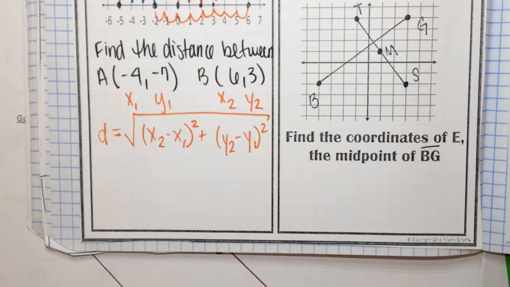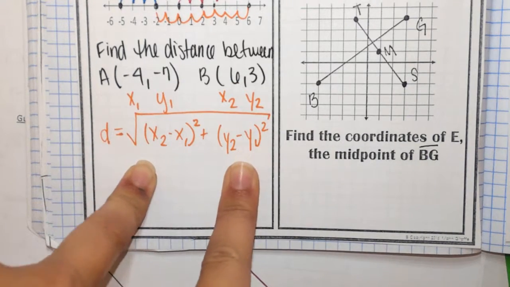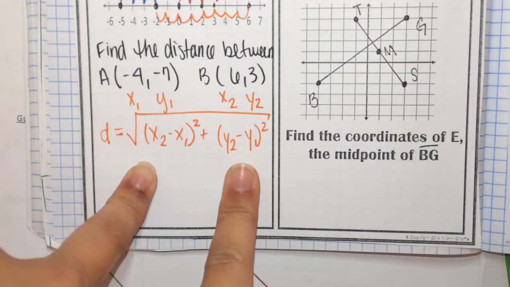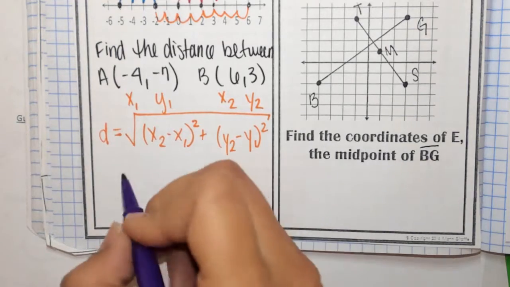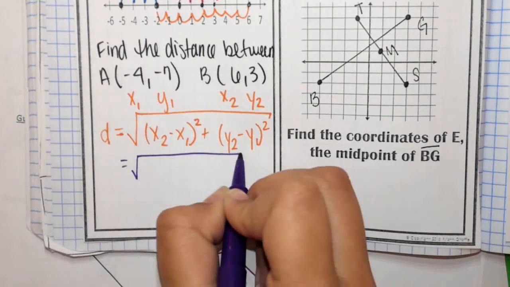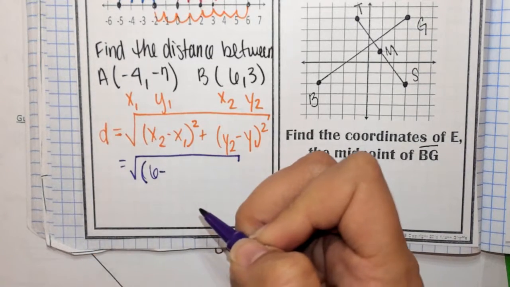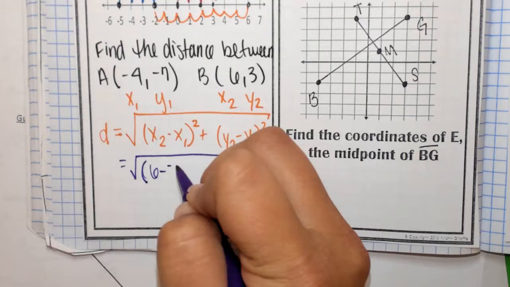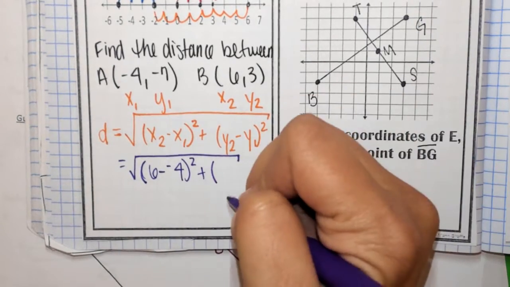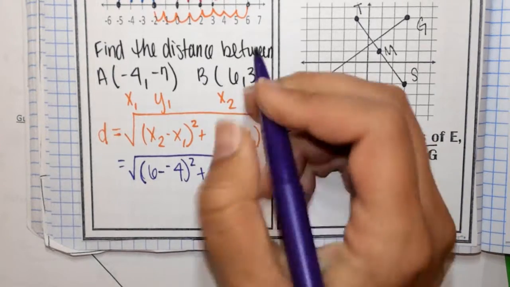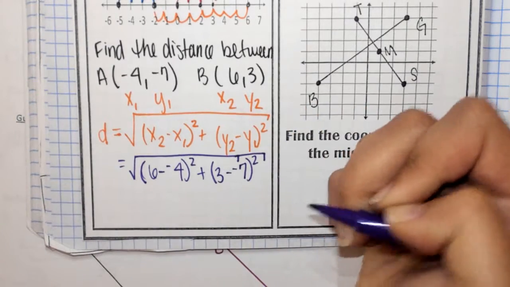Now, all you do is plug these numbers in here. Are we ready? Can we handle this? Does anybody need a moment? Alright, what's x2? What's x1? Negative 4. So it's minus a negative 4 squared plus, what's y2? 3. What's y1? Is there a difference between negative 7 and 7? A huge difference.